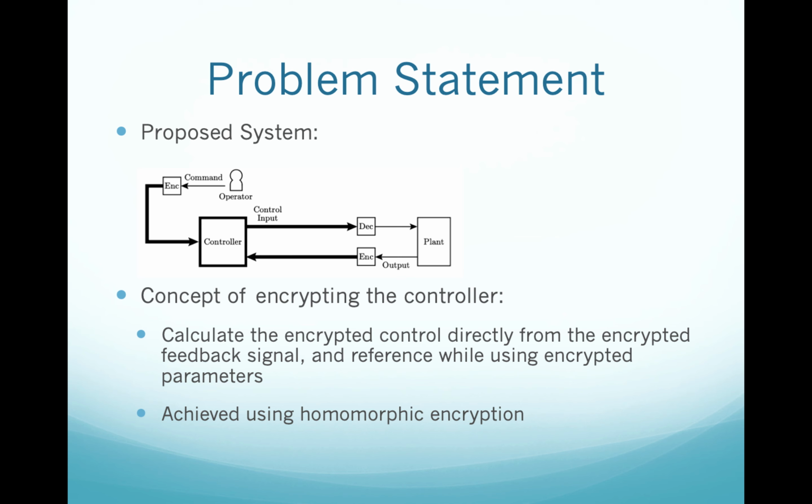those public keys. So what it's going to do is it's going to calculate that encrypted control directly from the encrypted feedback signal, and then reference that while using the encrypted parameters. And what the authors came up with is they could probably use homomorphic encryption to achieve that goal.